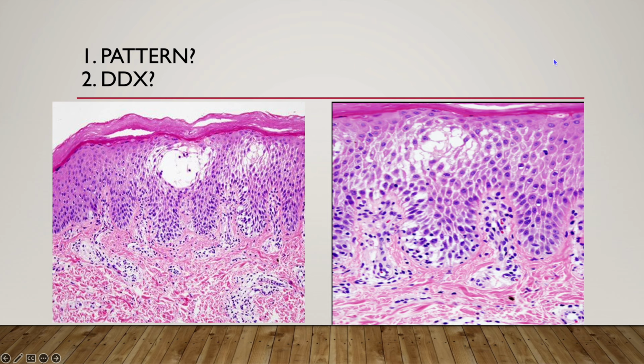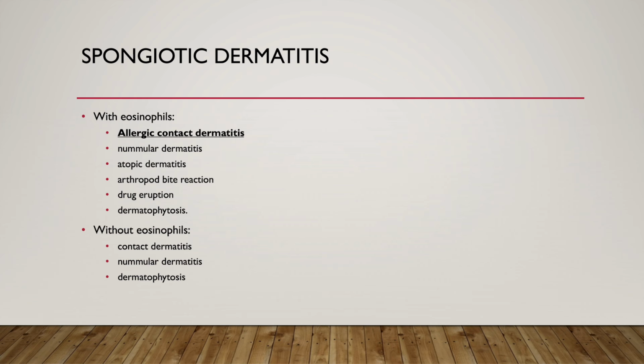So we can see the desmosomes really spaced apart from each other. There's a lot of fluid buildup. And so this is spongiosis. And your differential depends on whether there are eosinophils or no eosinophils. With eosinophils, you have allergic contact dermatitis, nummular dermatitis, which clinically looks like a coin-shaped lesion, atopic dermatitis, arthropod bite, drug eruption, dermatophytosis. And without eosinophils, you can have contact dermatitis, nummular dermatitis. You can see that they overlap, as well as dermatophytosis.